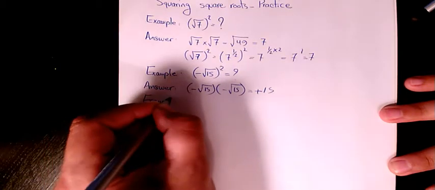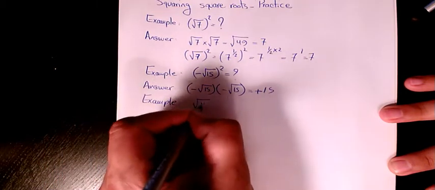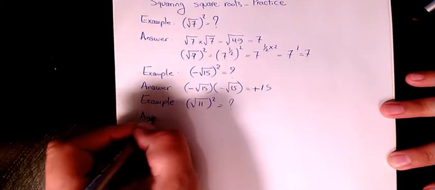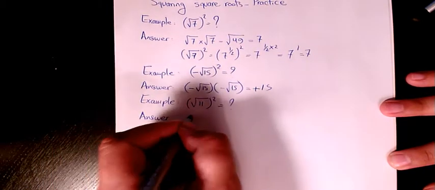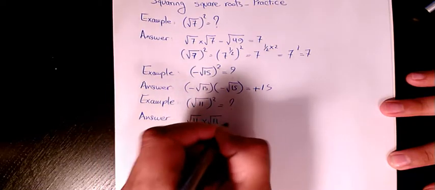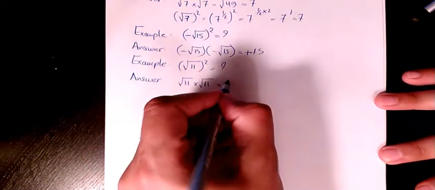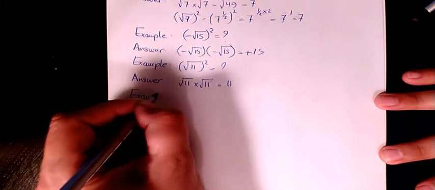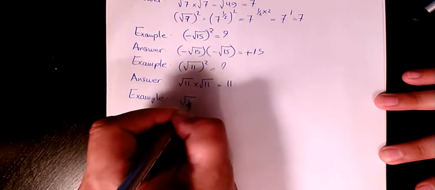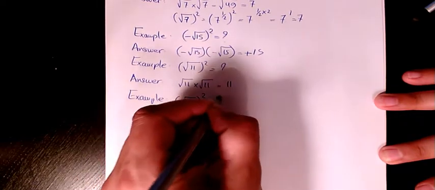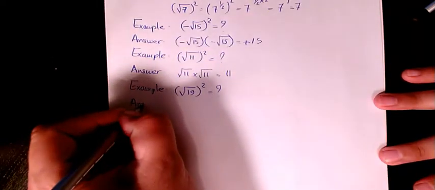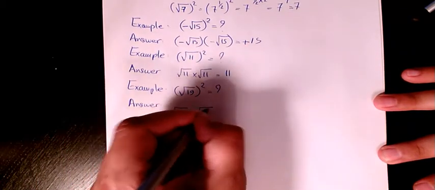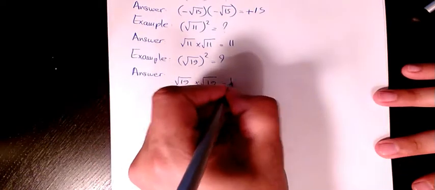Next example, we have root 11 to the power of 2. Answer is root 11 times root 11, which will be 11. Next example, root 19 squared. Answer, root 19 times root 19 is going to be 19.